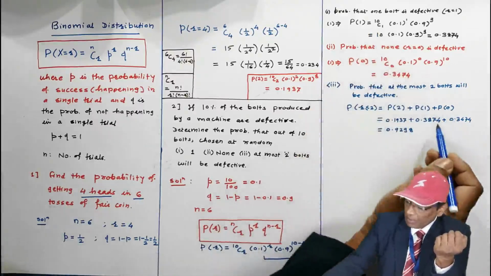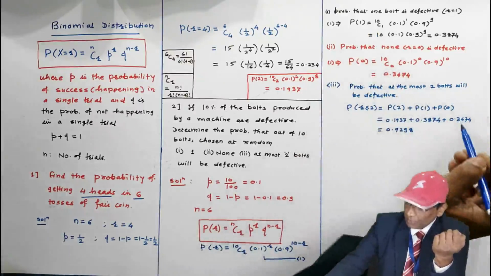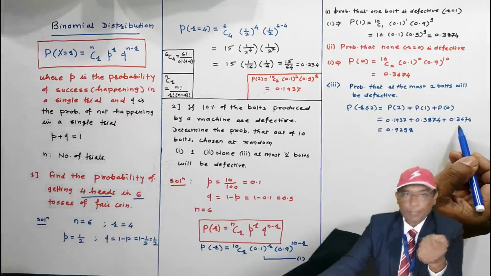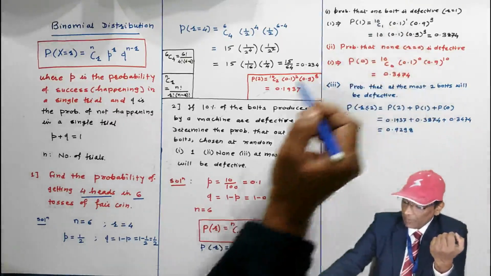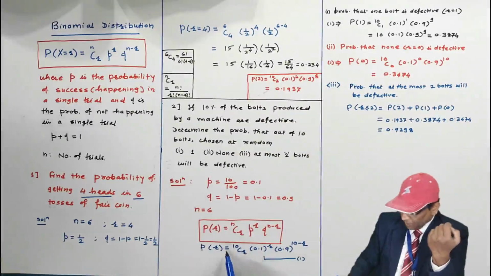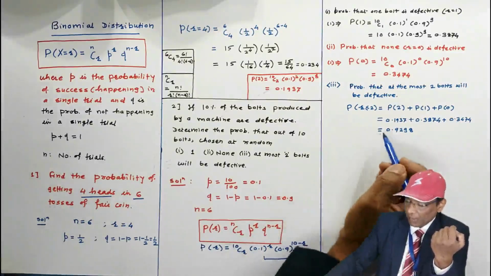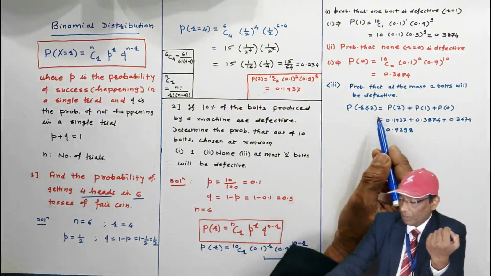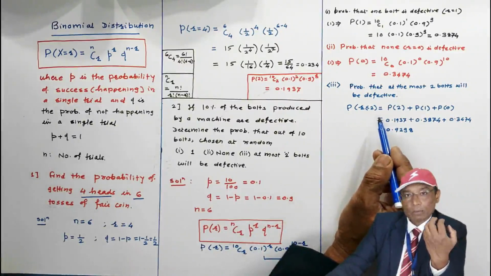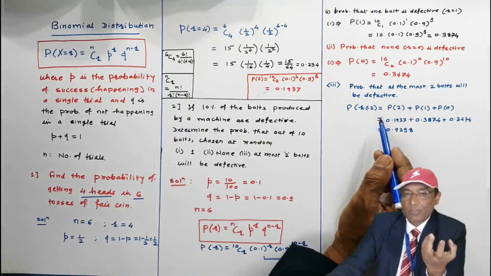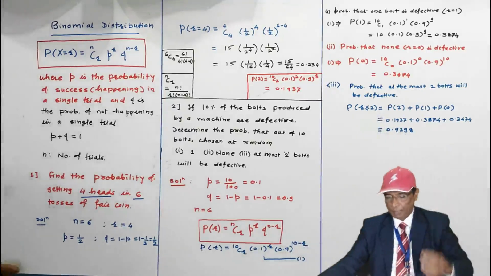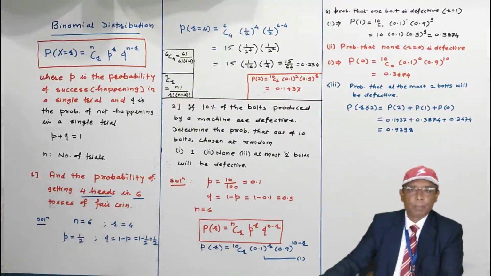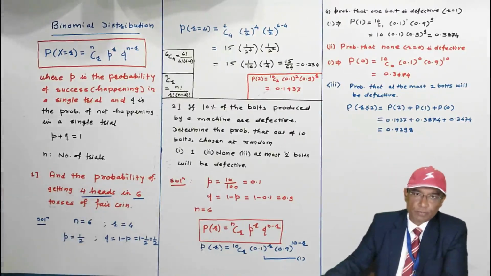P of 0 is available, that I have written directly. P of 1 is also available, that I have written directly. If it is not available, then you have to find it on your own. And P of 2 is not available, so I found it separately here by putting r equal to 2. And in this way, the probability of getting at the most 2 bolts defective, that I have calculated, is 0.9298. So in this way, you can solve any problem of binomial distribution. We stop here. Thank you very much.